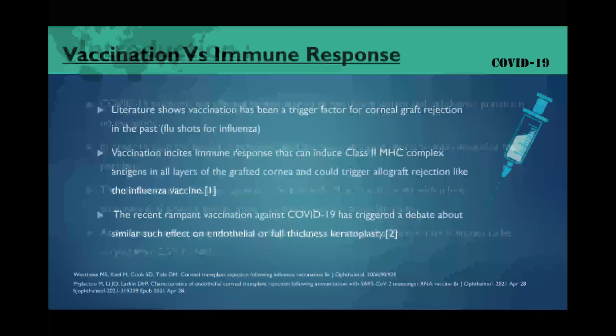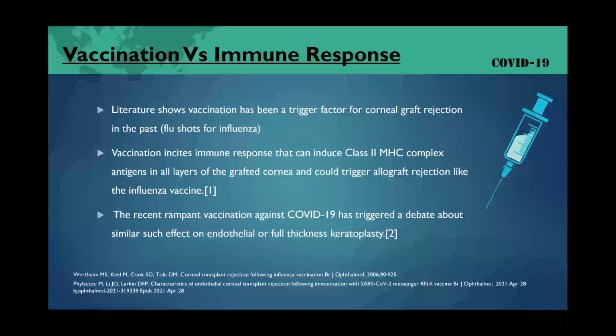A bit about vaccination and immune response: literature already shows that vaccination has been proven to be a trigger factor for corneal graft rejection in the past, especially flu shots for influenza. Vaccination incites an immune response that can induce class 2 MHC complex in all three layers of the cornea, which can trigger allograft rejection. And the recent rampant vaccination against COVID-19 has triggered a debate about such effect on endothelial or full thickness keratoplasty.